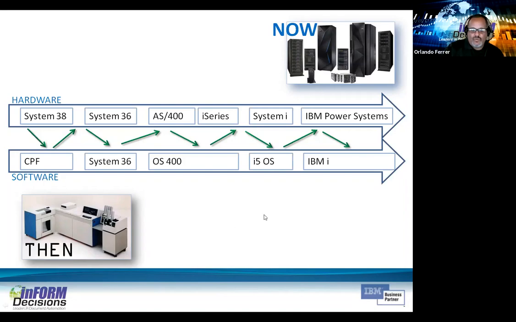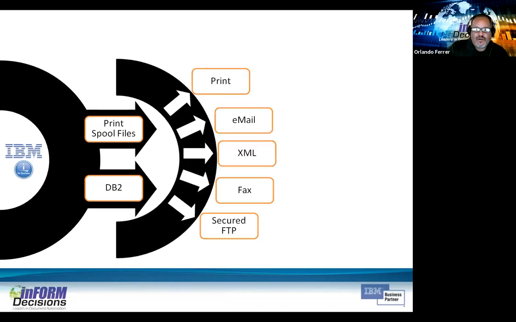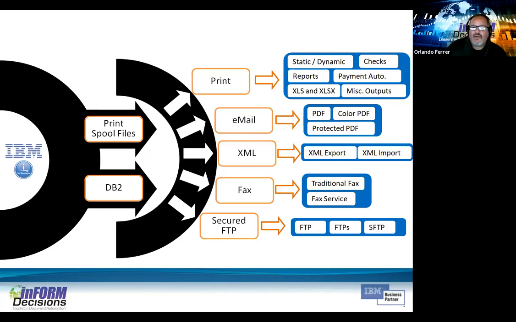And with that, we actually burst out into where we are heading today. As data has become available in database files and also spool files like SCS spool files and AFPDS spool files, it bursts out into different ways of delivering that information: print, email, right now in fashion is XML, fax, FTP, which could be secured FTP. And that gets into sending out information in all sorts of different ways for these different types of groups.